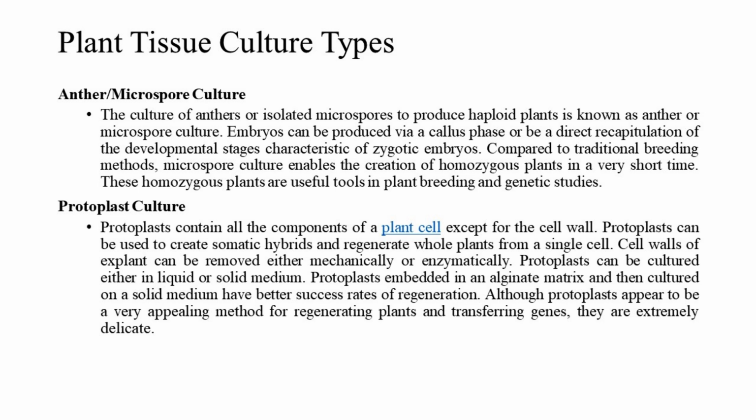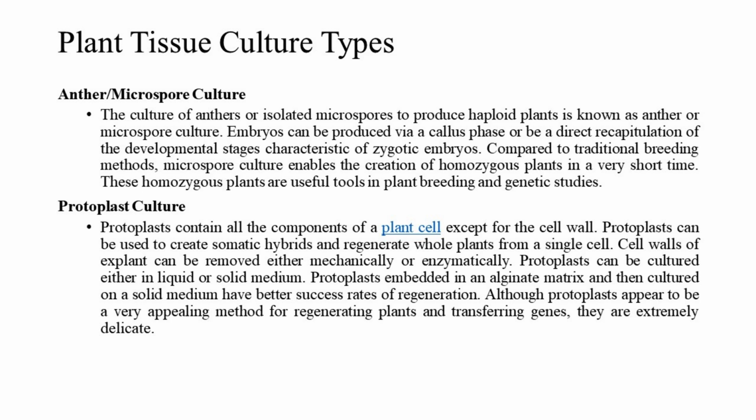Anther/microspore culture. The culture of anthers or isolated microspores to produce haploid plants is known as anther or microspore culture. Embryos can be produced via a callus phase or be a direct recapitulation of the developmental stages characteristic of zygotic embryos. Compared to traditional breeding methods, microspore culture enables the creation of homozygous plants in a very short time. These homozygous plants are useful tools in plant breeding and genetic studies.